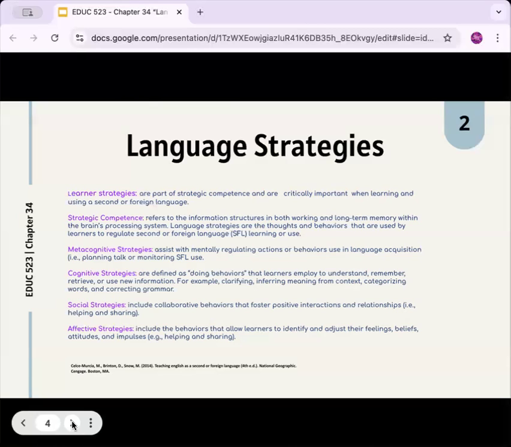Then we have cognitive strategies. They are defined as doing behaviors that learners employ to understand and remember or retrieve or use new information. We have social strategies. These include collaborative behaviors that foster positive interactions and relationships. We have affective strategies, which include the behaviors that allow learners to identify and adjust their feelings, beliefs, attitudes, and impulses.